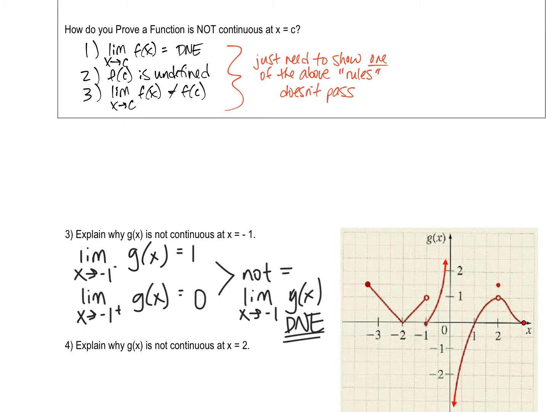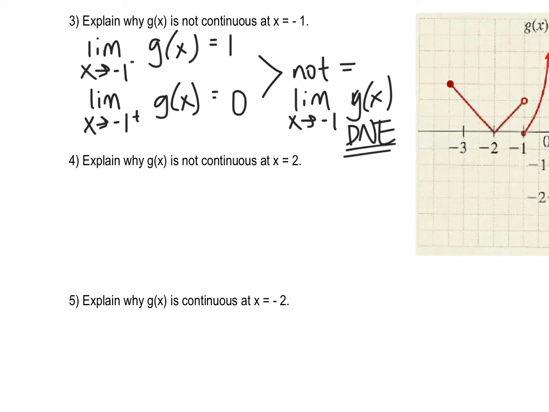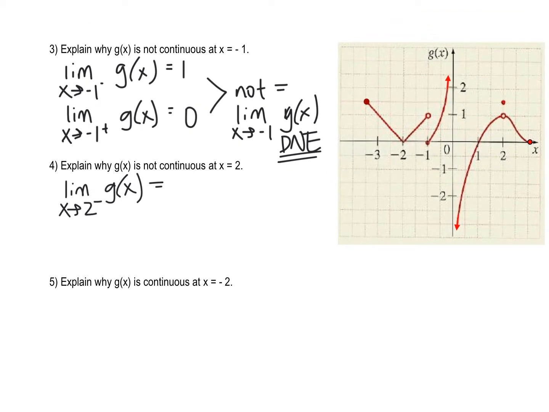So let's look at x equals 2. So x equals 2 is right here. And so let's see what type of discontinuity this is. This happens to be a point of discontinuity. There's a hole there. And so let's look at the limit as x approaches 2 from the left of g of x. So as I'm approaching 2 from the left, getting closer and closer and closer to the y value of 1, okay? I know there's a hole there, but I'm still getting really close to 1.